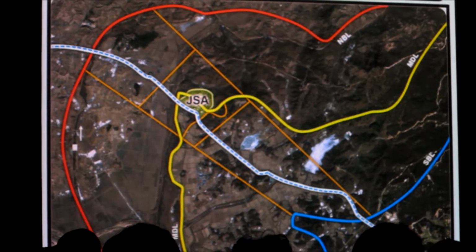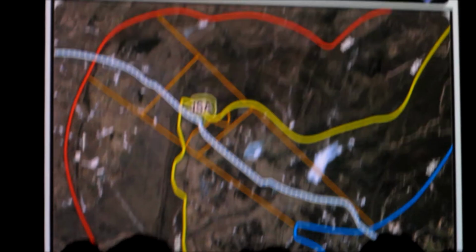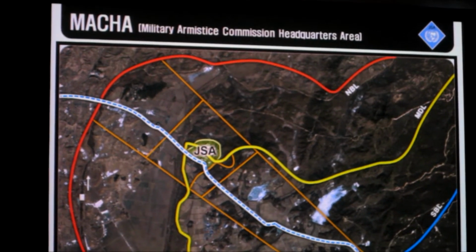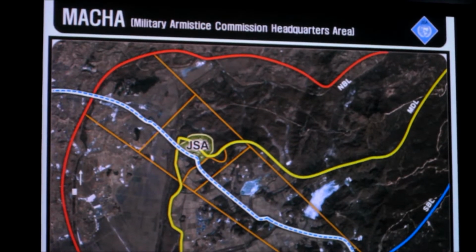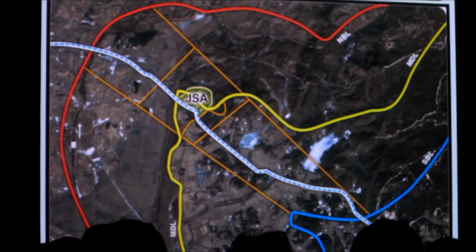On your trip north today, this is the area you will be visiting. Notice how the MDL winds its way through the middle of the DMZ, forming a finger in the Joint Security Area.